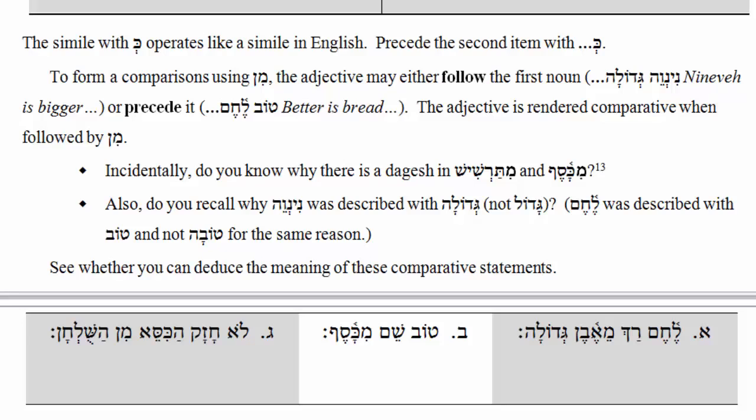Statement Aleph: Lechem rach me even gedolah. Beit: Tov shem mi kasef. Gimel: Lo chazak hakiseh min hashulchan.